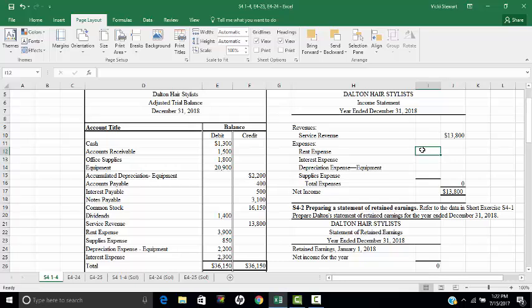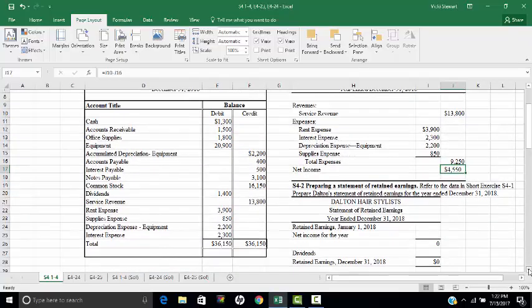So we start out with rent expense, $3,900, interest expense, $2,300, depreciation expense, equipment, $2,200, and our last one is going to be supplies expense, $850. Then I have the exercise totaling the expenses. Then I have it also subtracting the total expenses from service revenue, and we get a positive number, $4,550. So that means that we had a net income for 2018.